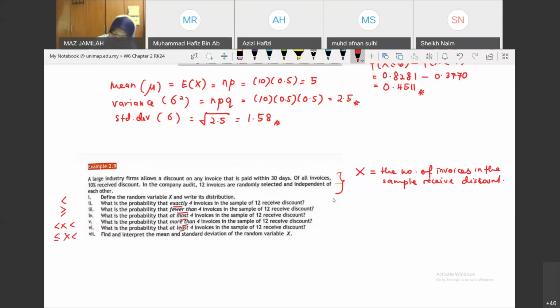How many percent? 10% discount. So that will be the definition of your instance, or what will be the probability of success? That would be the probability of getting this point. So your X is binomially distributed with 12 number of trials and probability of success 0.10.